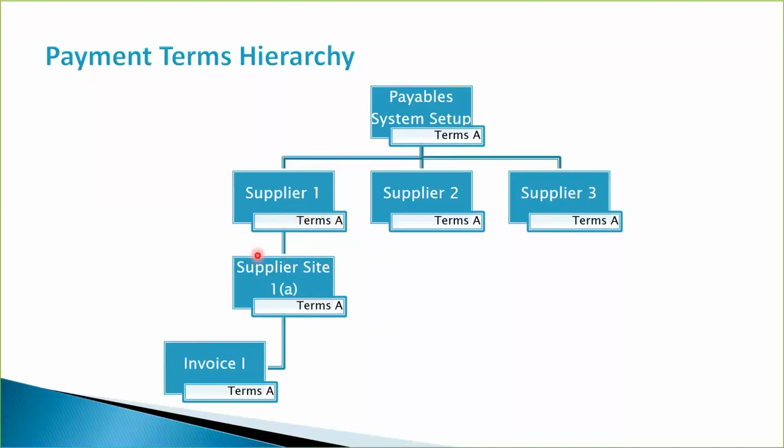The terms that you'd already entered here as terms A will not change. However, you can go and change them if you need to. So that is basically how the hierarchy for payment terms is. It starts all the way from the payable system setup, where we define controls for all the suppliers. When you create suppliers, having specified something here, then those terms are defaulted down to all the suppliers, but you can change all these terms as required.